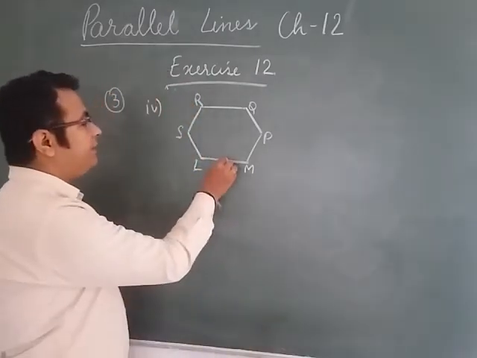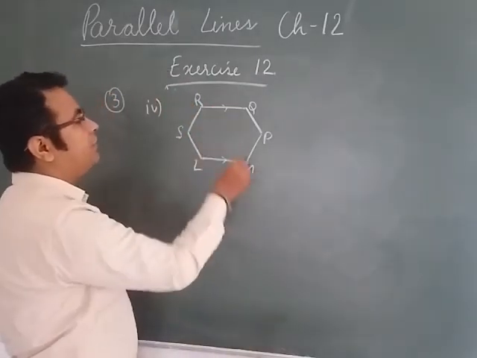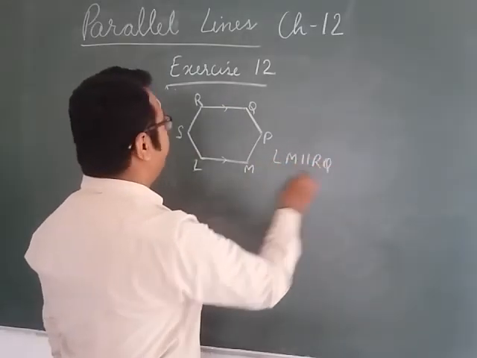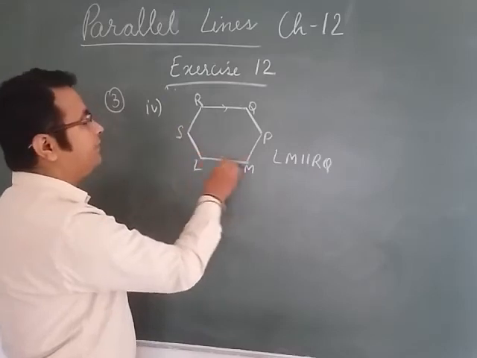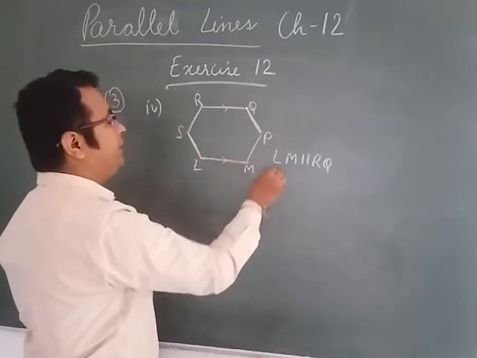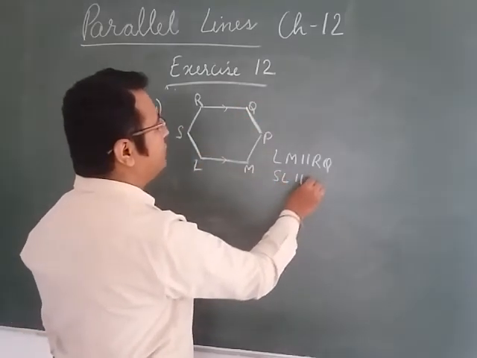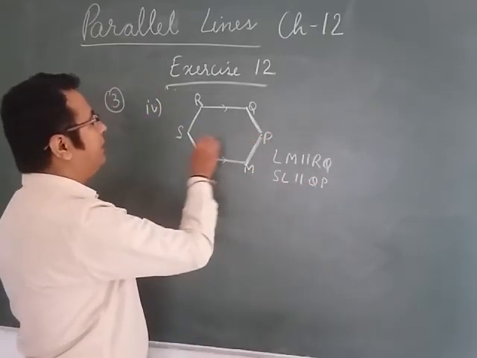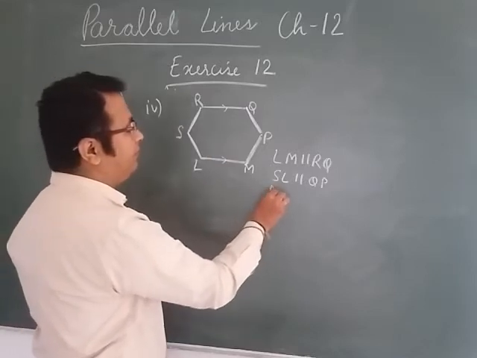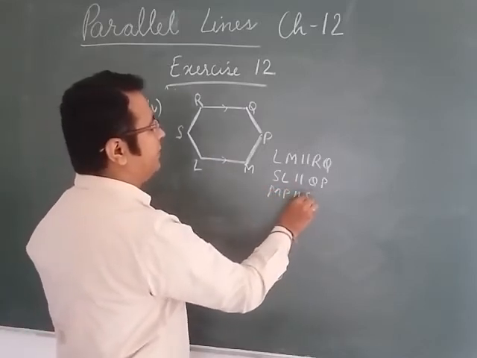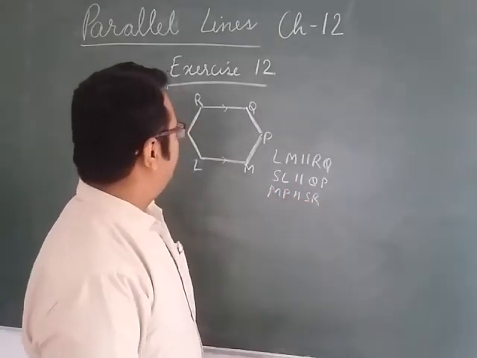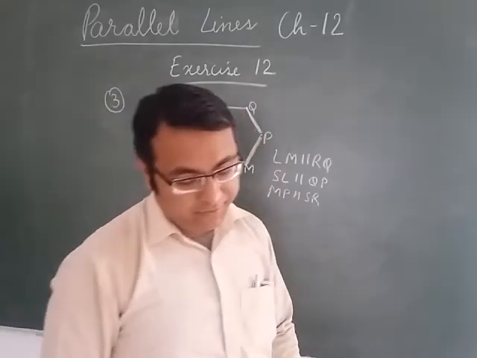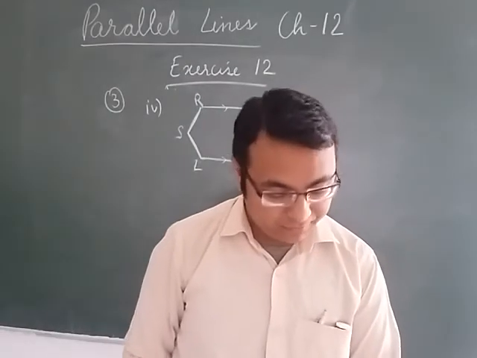So as you can clearly see, this line LM is parallel to RQ. LM is parallel to RQ. Similarly, the line SL will be parallel to line QP. SL will be parallel to QP. Similarly, the line MT will be parallel to line SR. MT is parallel to SR. So these are the pairs of parallel lines in this hexagon. You can try the different parts of this question by yourself.